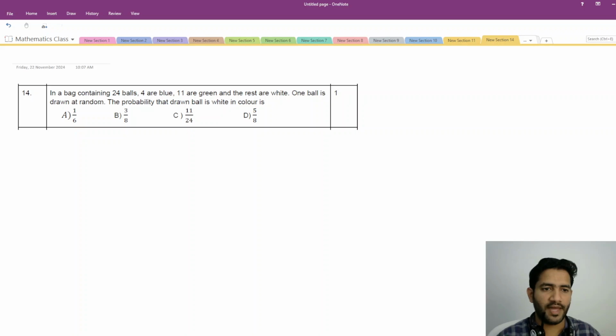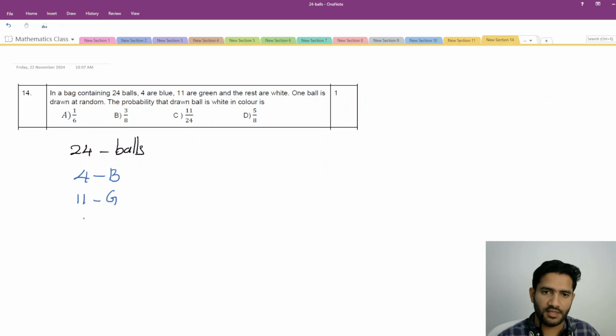The next question is from the chapter probability. In a bag containing 24 balls, total there are 24 balls. From these 24 balls, we have 4 blue balls and 11 green balls, and the rest are white. So the rest means 24 minus 15, that is 9. So 9 white balls are there.